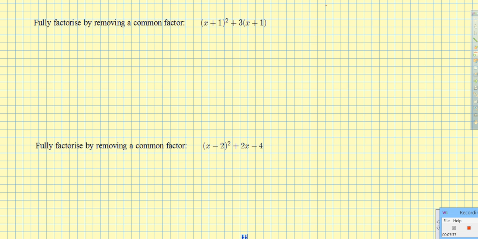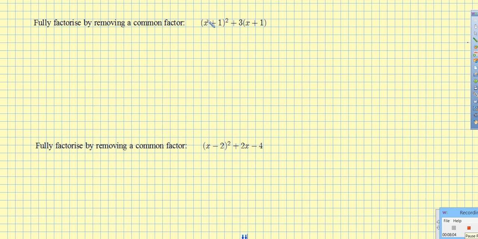All right. The other examples that I'd like to look at are removing a common factor, where we're not looking at simply taking out one term, but we're taking out an entire expression. So let's look at the example that we have up here. As I mentioned before, I can remove an entire expression.